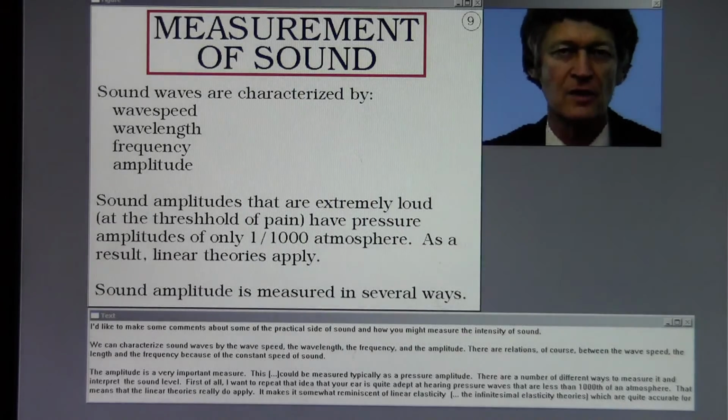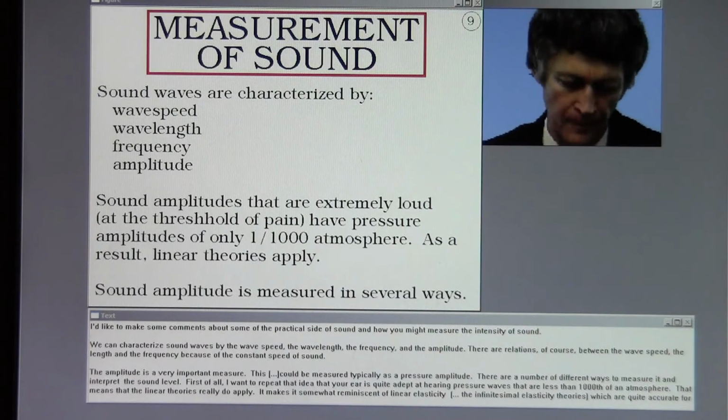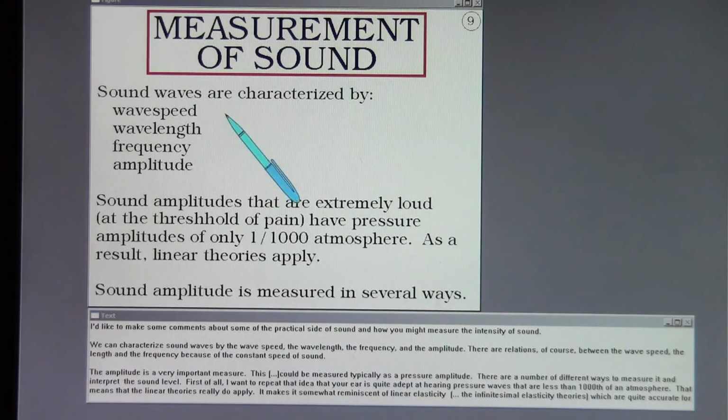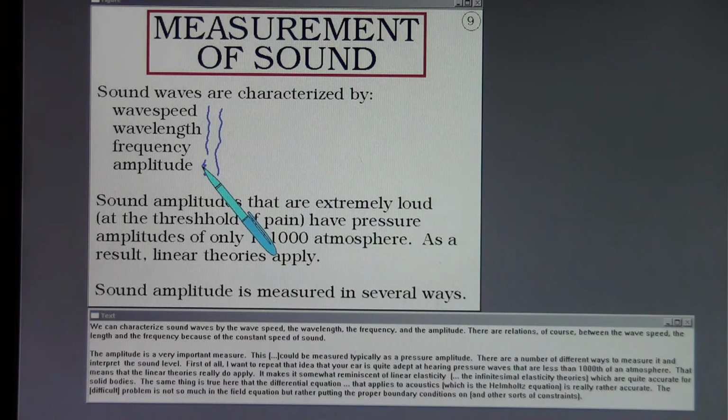I'd like to make some comments about the practical side of sound and how you might measure the intensity of sound. We can characterize sound waves by the wave speed, the wavelength, the frequency, and the amplitude. And there are relations, of course, between the wave speed, the length, and the frequency because of the constant speed of sound. The amplitude is a very important measure. This could be measured typically as a pressure amplitude, and there are a number of different ways to measure it and interpret the sound level.